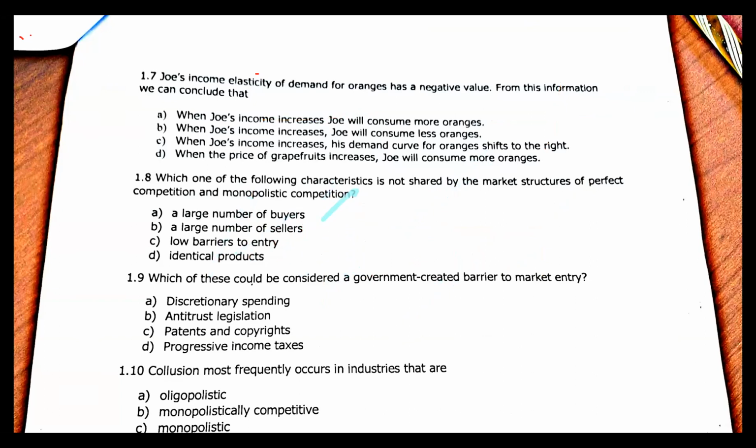So which one is the solution then, from what we have just explained? When the price of grapes increases, Joe consumes more oranges.